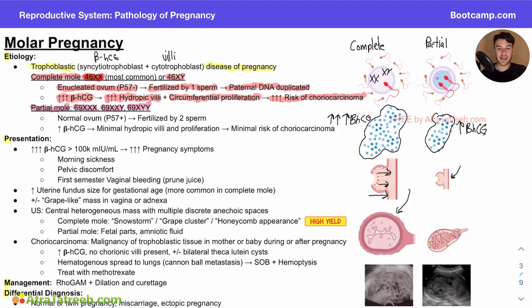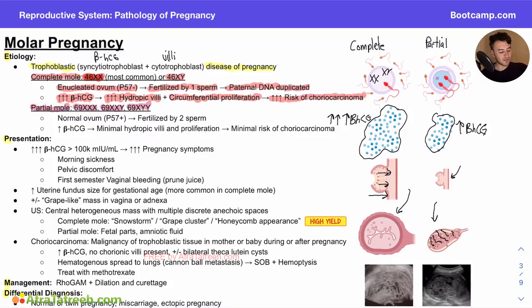Additionally, we're still going to have this rogue placental tissue. However, it's not going to be so much so that it increases the size of the uterus. So you'll see that our uterus is still somewhat of a normal size. And we can appreciate the rogue placental tissue that's growing out all over the entire fetus here. However, it's not going to take up the entirety of the uterus. And additionally, we're going to see fetal parts in the uterus of a partial mole, whereas we do not expect to see fetal parts in a complete mole.